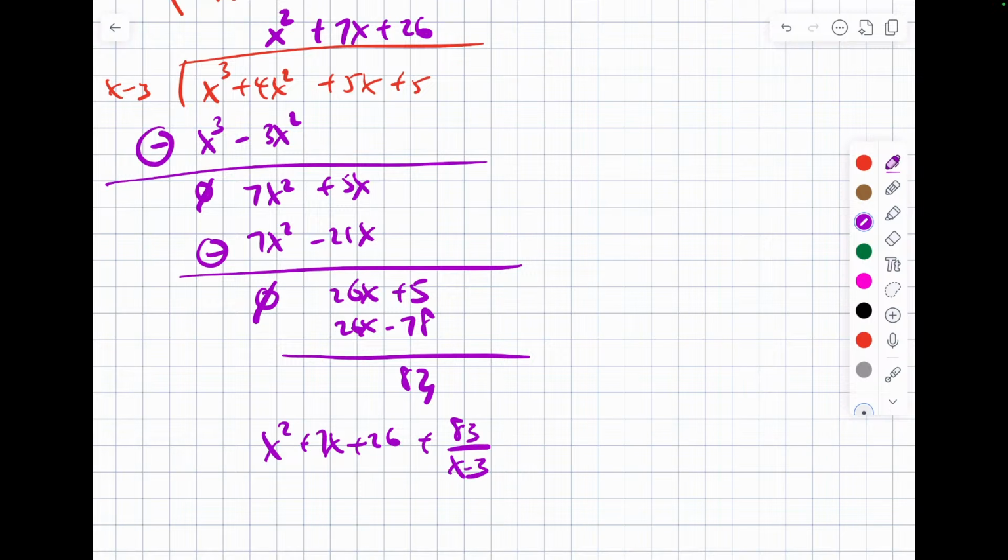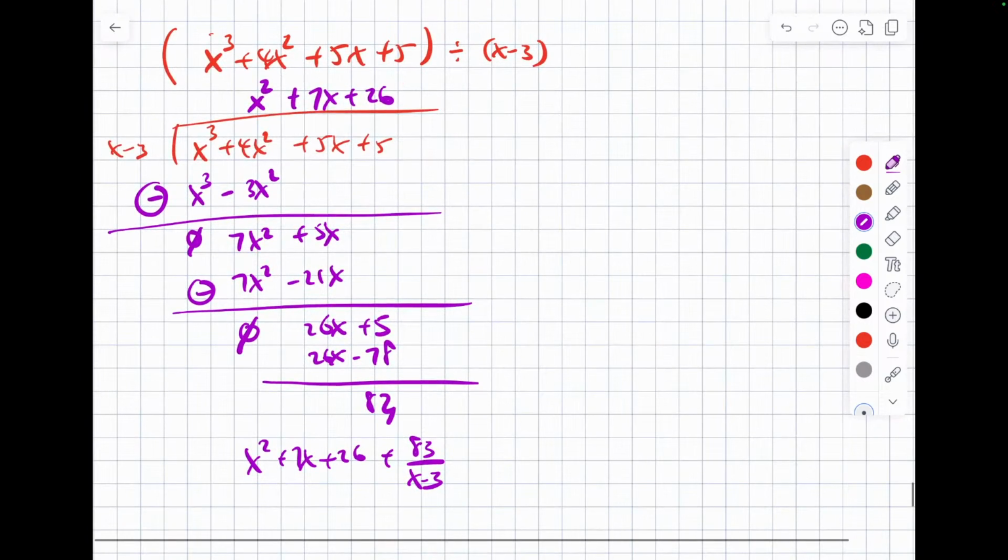Now, with that being said, there are two purposes for using the division. So when can we use synthetic division?